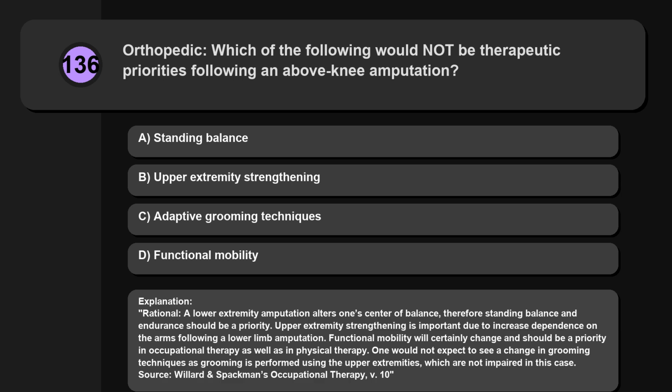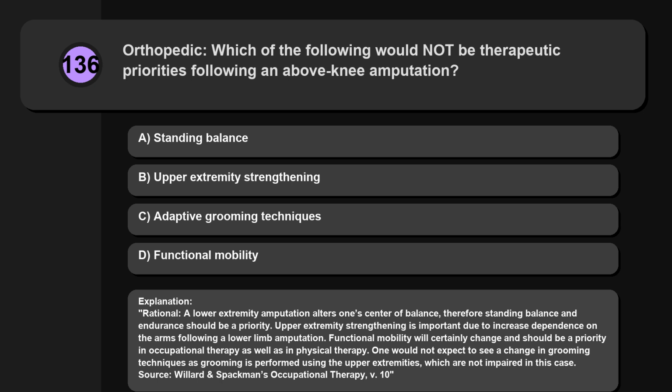Rationale: a lower extremity amputation alters one's center of balance, therefore standing balance and endurance should be a priority. Upper extremity strengthening is important due to increased dependence on the arms following a lower limb amputation. Functional mobility will certainly change and should be a priority in occupational therapy as well as in physical therapy. One would not expect to see a change in grooming techniques as grooming is performed using the upper extremities, which are not impaired in this case. Source: Willard and Spackman's Occupational Therapy, 10th edition.